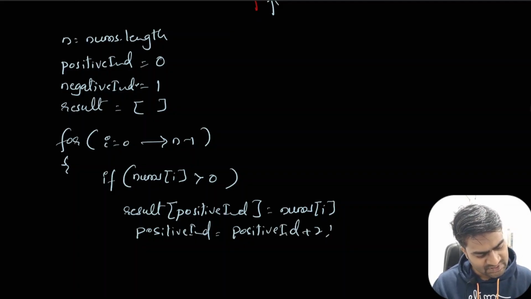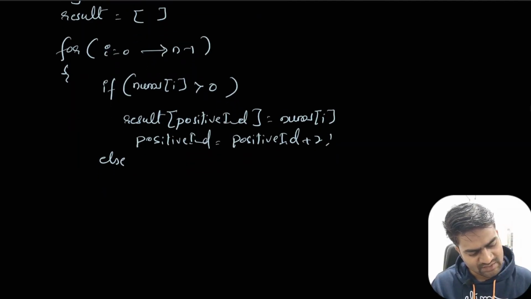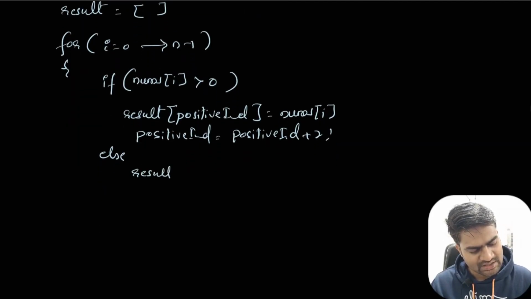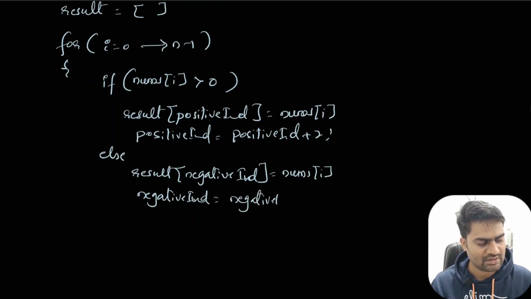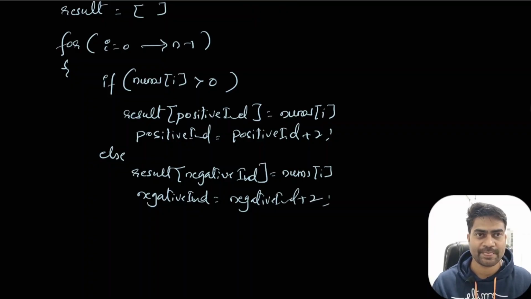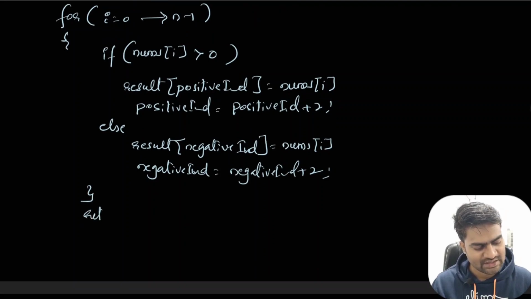Okay. If this is not the case, in the else part, I will set result of negative index equal to nums of i, and negative index equal to negative index plus 2. Okay, so this way I process, and finally I will return my result array.